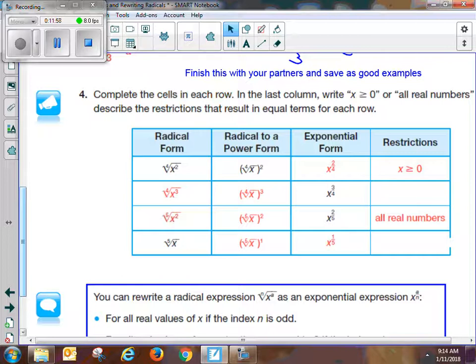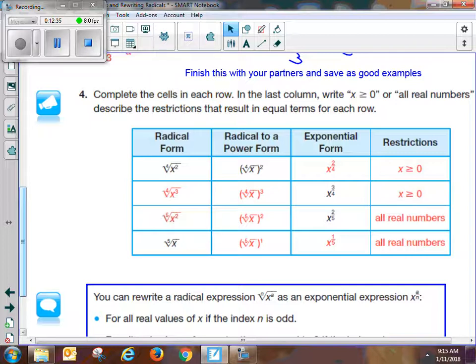Okay, now let's go back and talk restrictions. Do you notice that when this one here was even, the 4th root, the restriction was x was greater than or equal to 0. But when we had the 5th root, it was all real numbers. So it goes back to rules from 2 days ago. So for this 5th root of x, tell me about my restriction. All real numbers. You've got it. And then the 4th root of the x cubed, what does x have to be? Greater than or equal to 0.